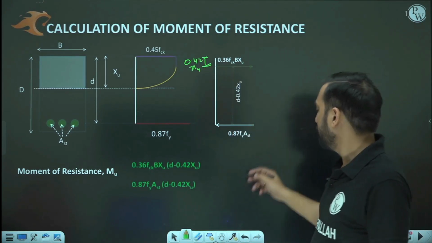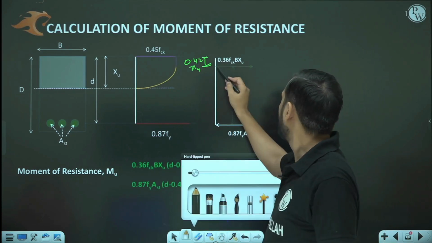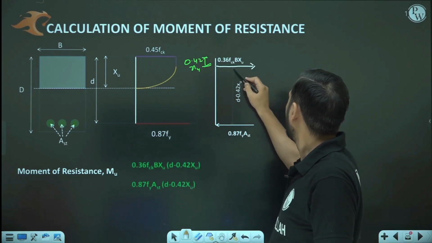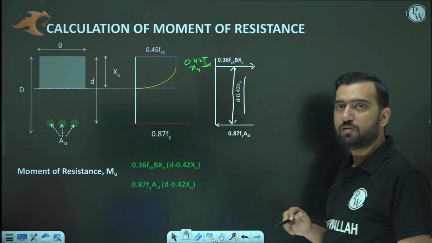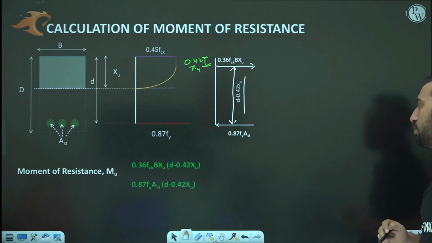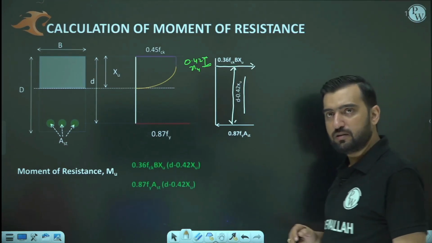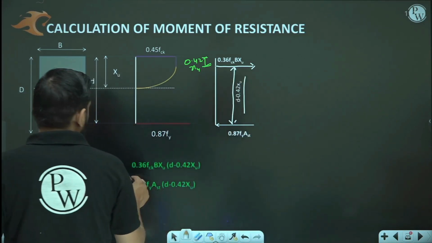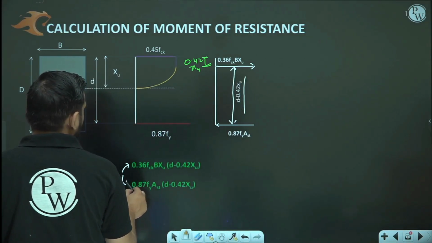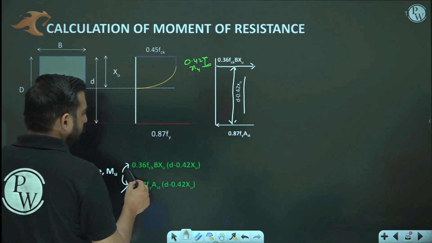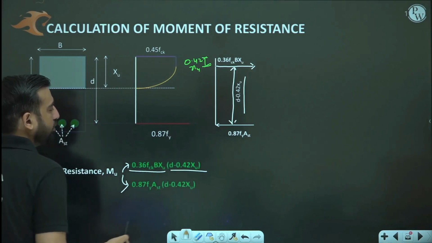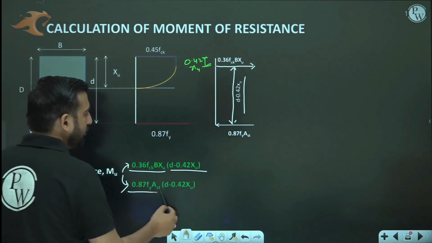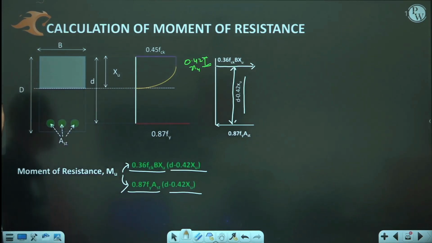Then what about the remaining? If this is the scenario here, now what is this lever arm? Anybody? It is d minus 0.42 XU. So moment of resistance is nothing but compressive force into lever arm, or you can say it is tensile force into lever arm. If it is compressive force into lever arm, then 0.36 FCK B XU into d minus 0.42 XU. If it is tensile force into lever arm, then the scenario is this. Okay, so this is the way to calculate moment of resistance.